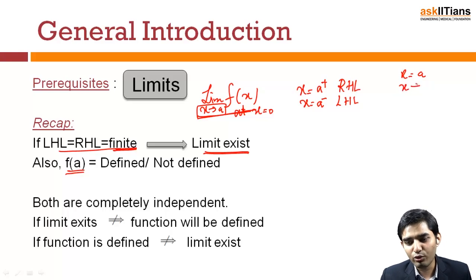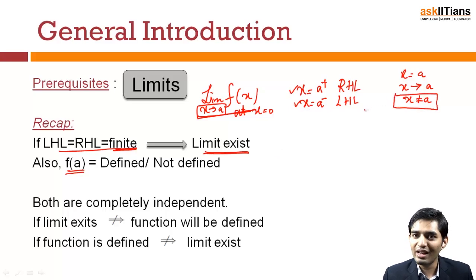But if x is approaching a, that means what? If x is approaching a, that means x is never equal to a. It means either x will be slightly greater than a or slightly less than a, but it will never be equal to a. Okay, so there is a difference between x equal to a and x approaching a.